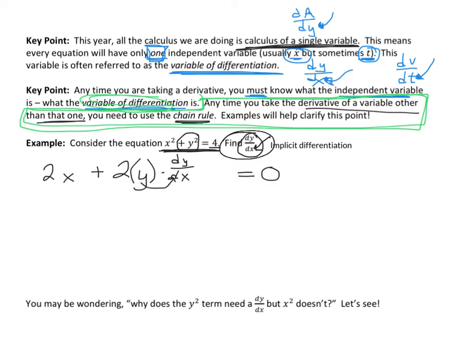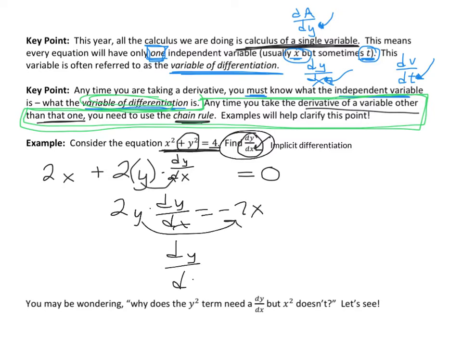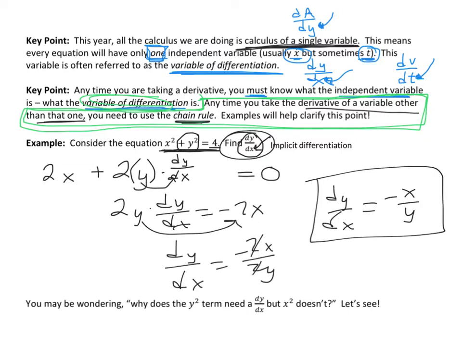I'm going to subtract the 2x over. 2y dy dx is negative 2x. Then we can divide the 2y over. dy dx is negative 2x over 2y. So I guess the 2's would cancel. And we'd find that dy dx is negative x over y. And there it is. We found it.